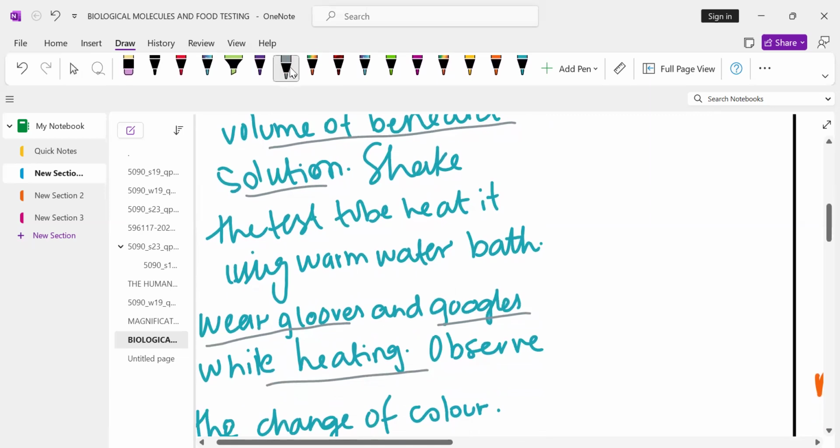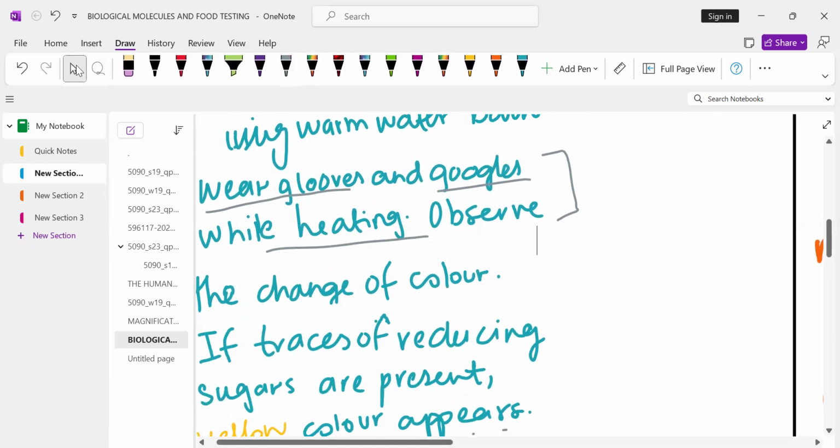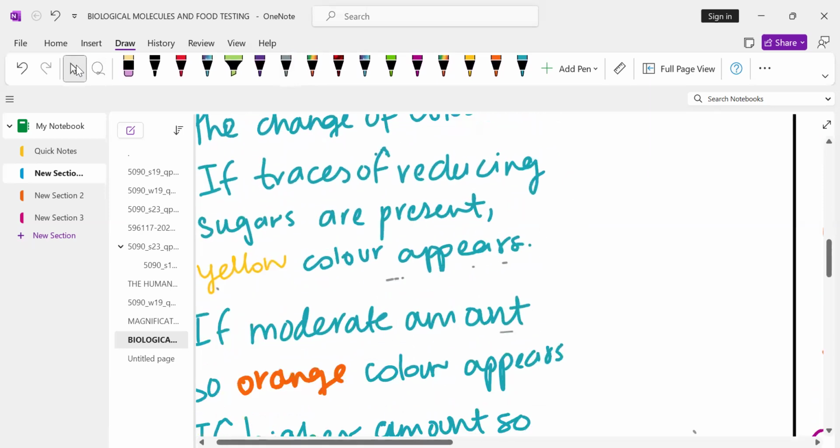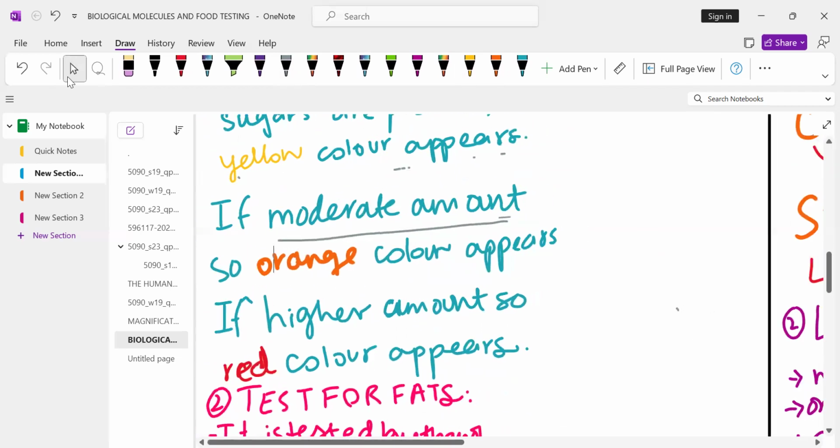Here are two safety precautions that you need to take, and they usually come in P4: you need to wear goggles and gloves while heating. Next, observe the color change. If traces of reducing sugar are present, a yellow color appears. If the reducing sugar is in moderate amount, an orange color appears. And if the reducing sugar is at a high amount, a red color appears.